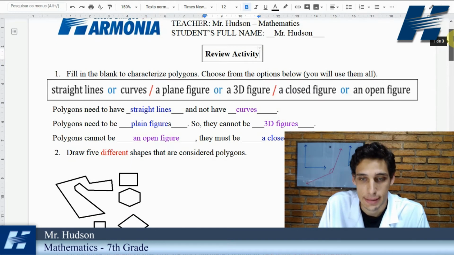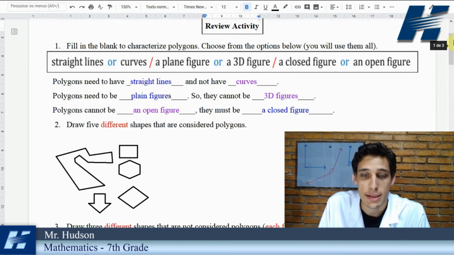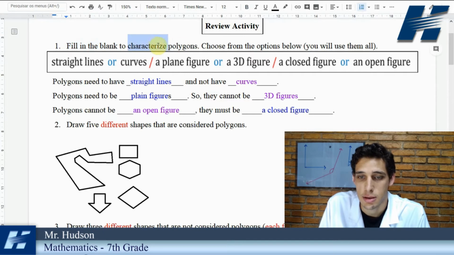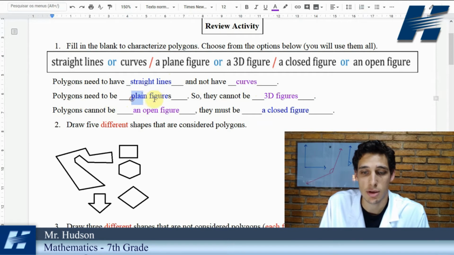Question 1. Fill in the blank to characterize polygons. Choose from the options below. You will use them all. Alright, so polygons need to have straight sides and not have curves. Polygons need to be plane figures. So they cannot be 3D figures.